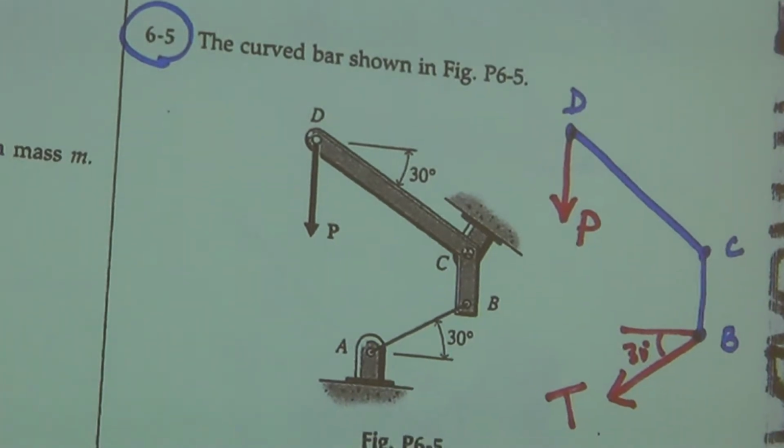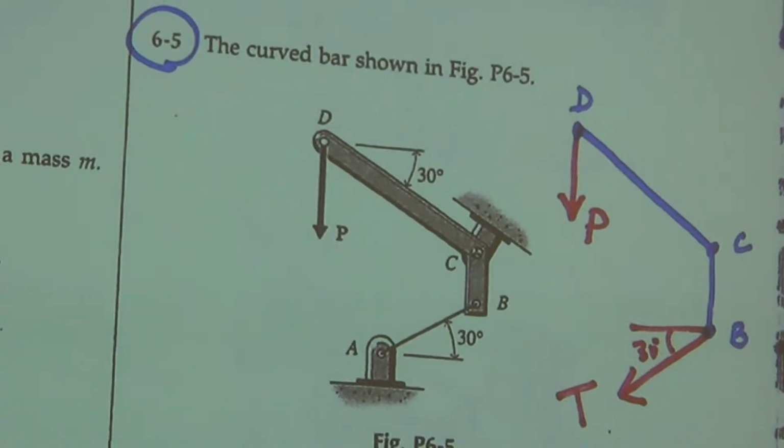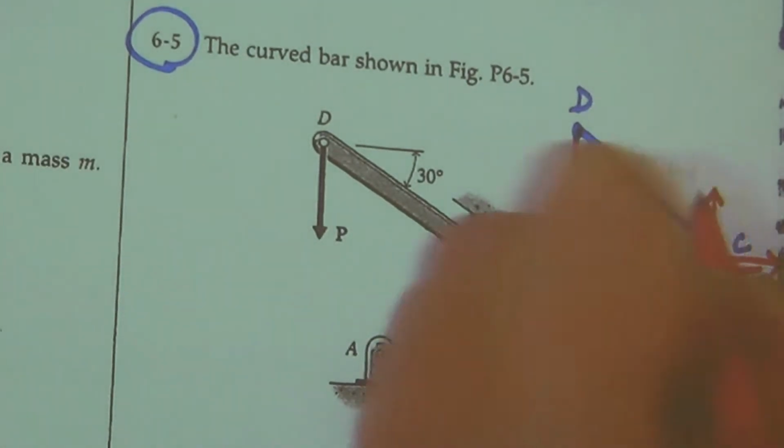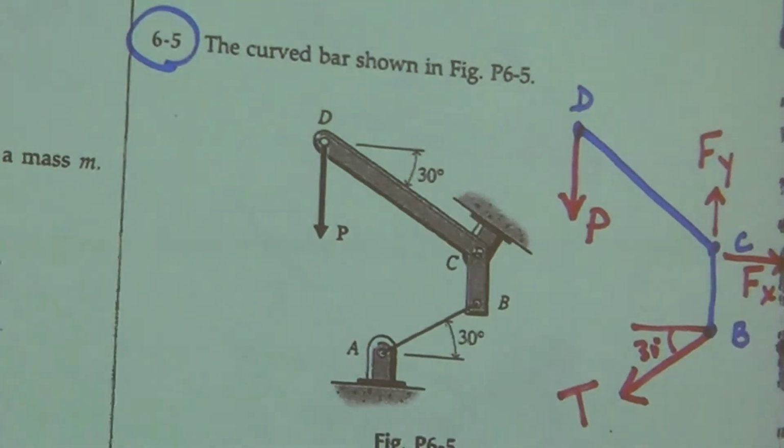So Isak, there's something else I have to do now. What is going on at C? Tell me what kind of connection it is first. Can you tell by the picture? It's a pin. And what does a pin resist? What are the reactions at the pin? Forces. So a force in the X and a force in the Y. That's it, we're done.